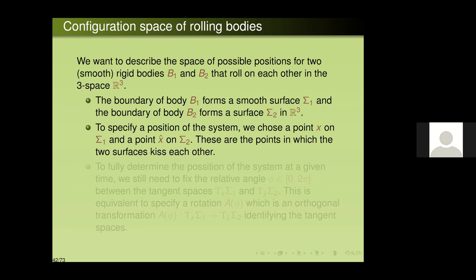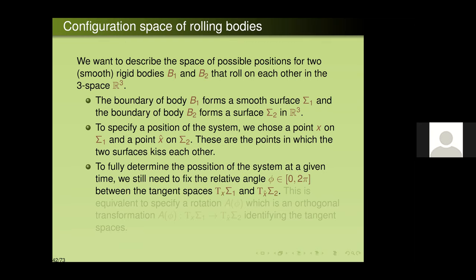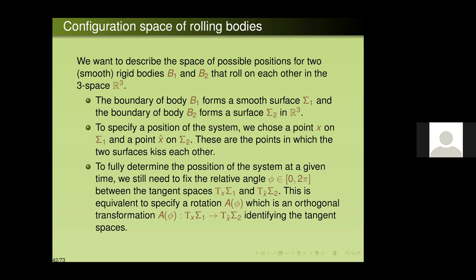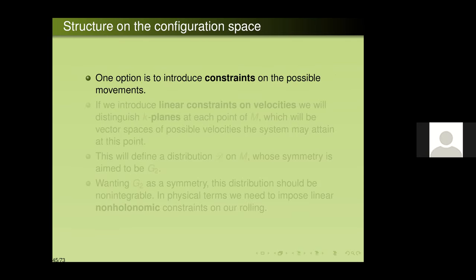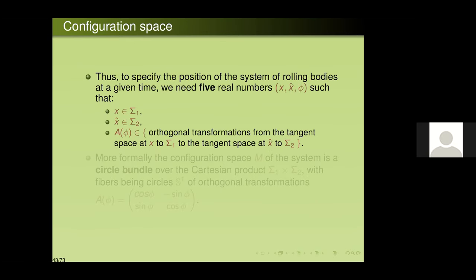So I'm counting degrees of freedom. First there are 2 plus 2, meaning the coordinates of the point on one body and the other body where they kiss. And now to fully determine the position of the system at a given time, one still needs to fix the relative angle between the tangent spaces. So it is one coordinate because it's essentially a rotation, right? This is equivalent to specifying a rotation identifying the tangent spaces. So summarizing, to specify the position of the system of rolling bodies at a given time, we need five real numbers, namely a point on one surface, a point on the other surface, and a rotation, which is a one-parameter thing.